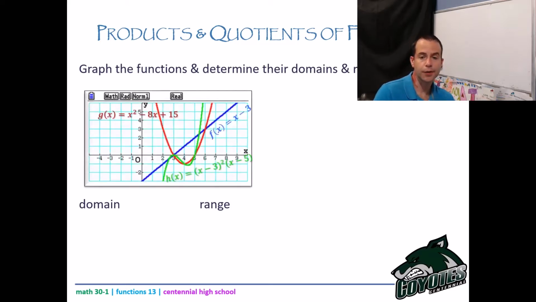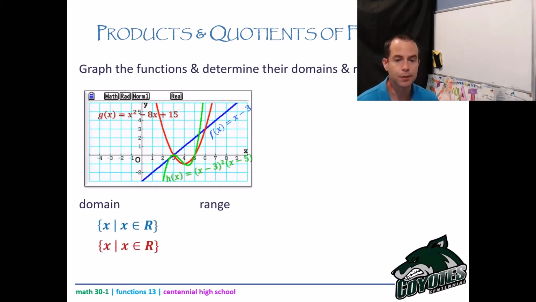And these are the three graphs you should have ended up with. Okay, so the blue graph is f of x, my red graph is g of x, and my green graph is h of x. So now we'll go through the domain and ranges for all three. Starting with the domain, f of x, the domain will be real, g of x, the domain will be real, and h of x, the domain will be real. So they're all real, okay?